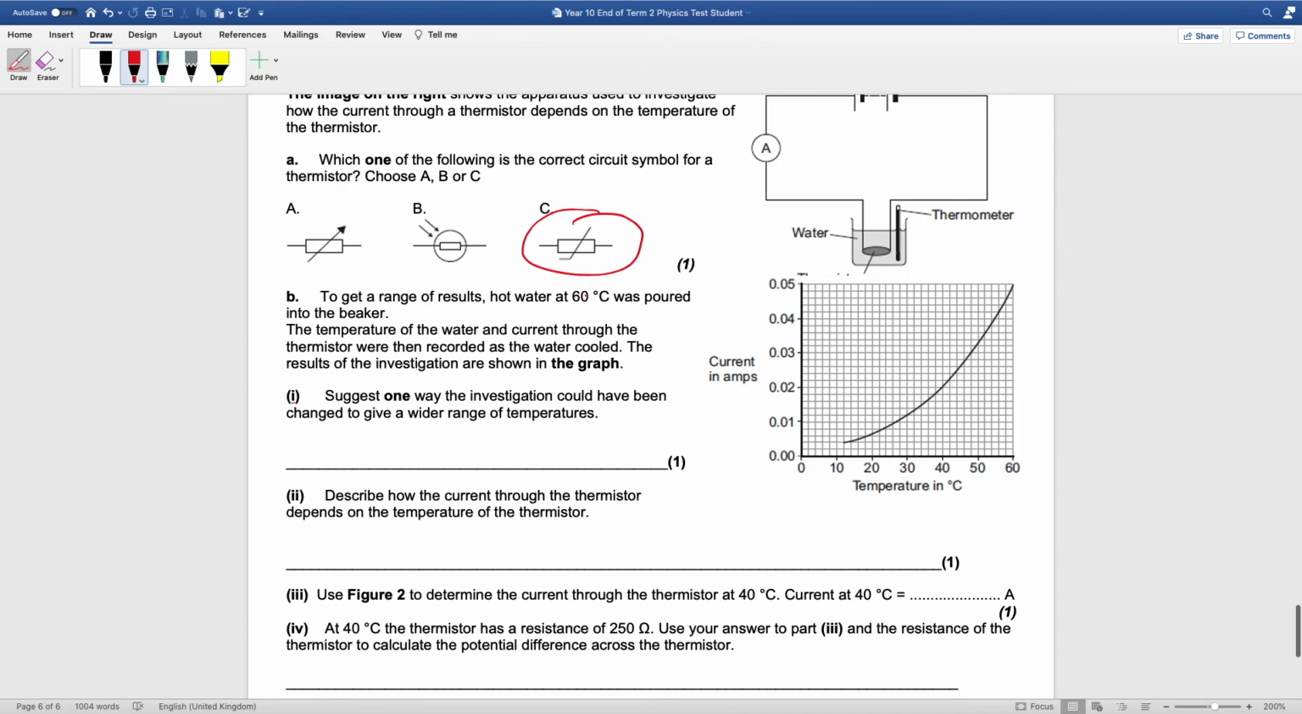So then, question 9. The symbol for the thermistor, of course, is C. One way that the investigation could have been changed to give a wider range of temperatures, well, you could use hotter water to start with, boiling water maybe, so you extend the top end beyond 60 degrees, or you could use ice to cool it down below the 12 degrees that you've got to.